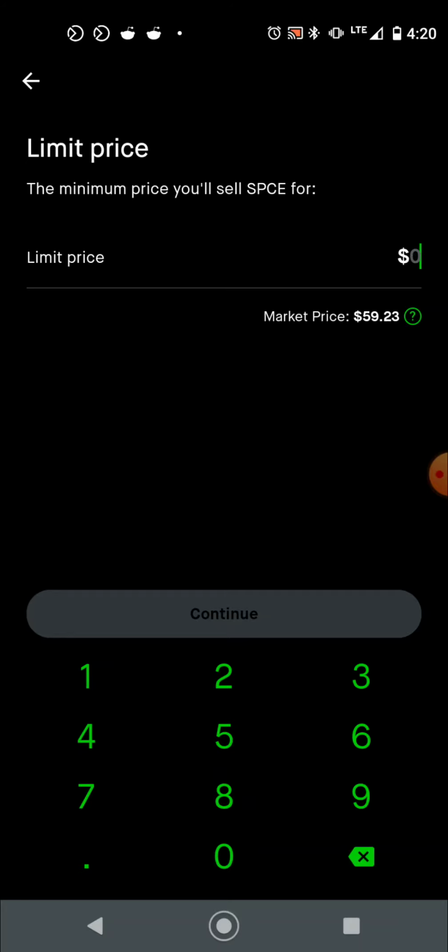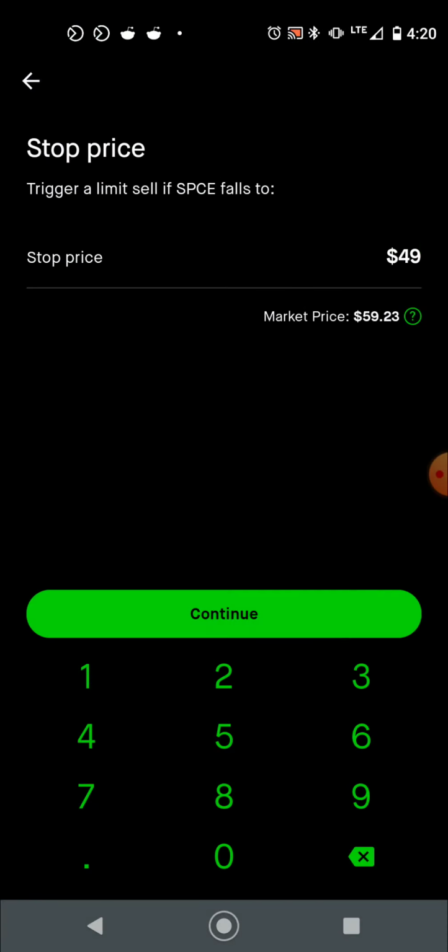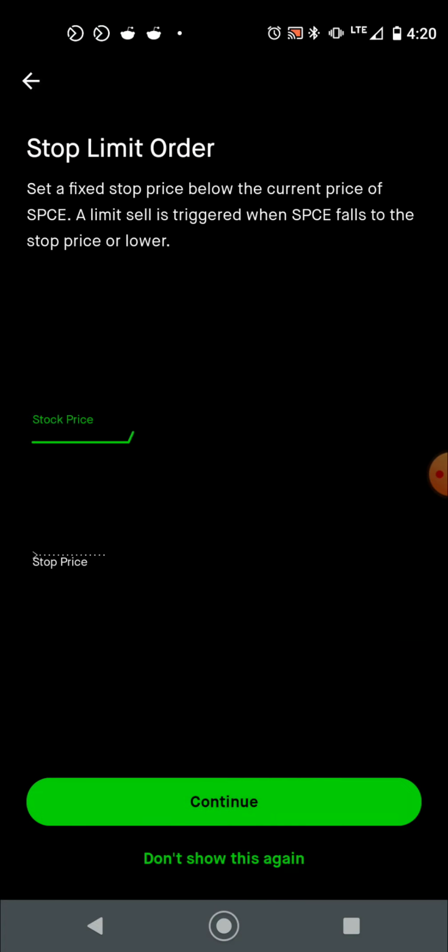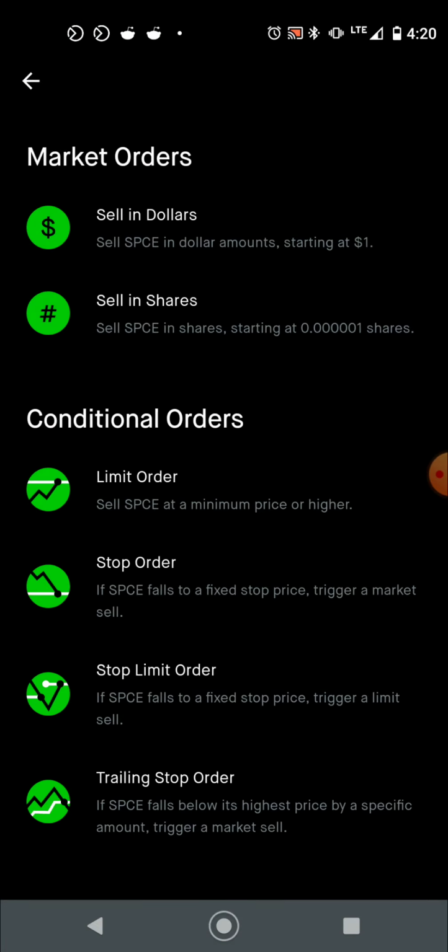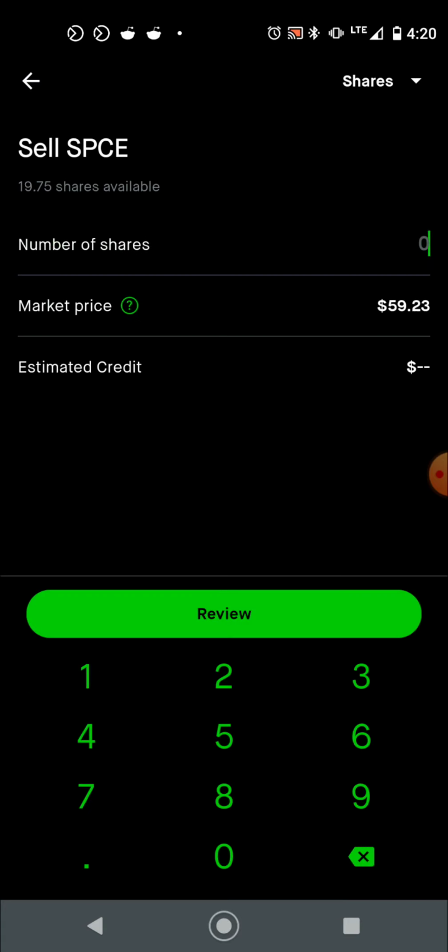When you do it that way, you got to be careful just in case the price doesn't rise back up to $50 once it drops down to $49. So those are the two different types of stop losses that you can set for your stocks on Robinhood.